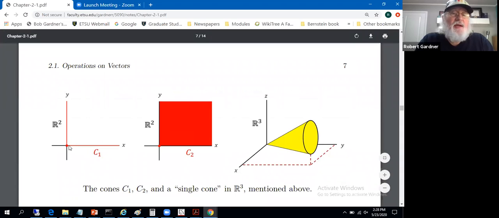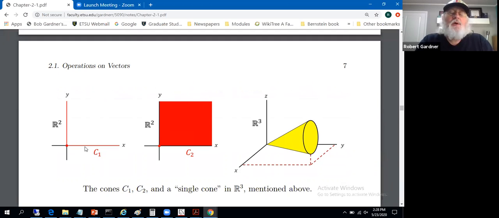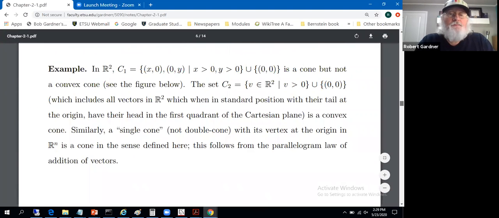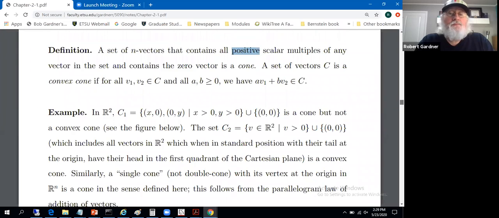If I take the vector (1, 0) and the vector (0, 1) and add them together, which you can do in a convex cone, that would give us the vector (1, 1), something out here in the first quadrant, standard position caveat being part of the rules. But that's not in C sub 1. So we don't have closure under linear combinations where we use positive scalars.